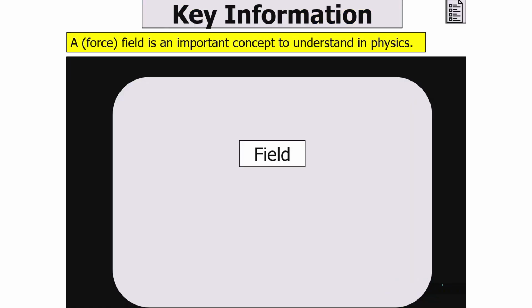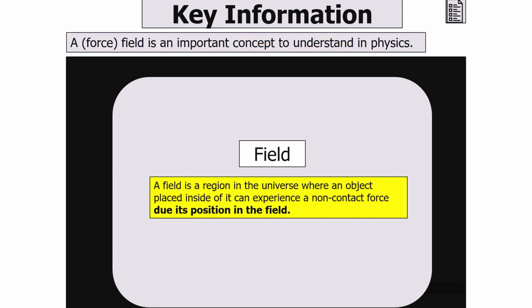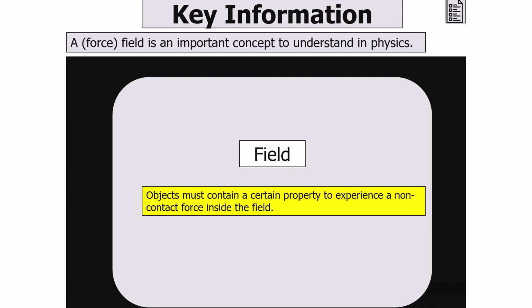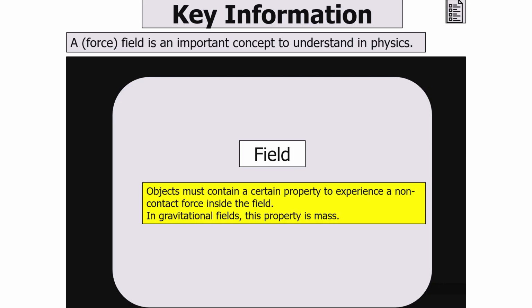Now, a force field is an important concept to understand in physics, as a field is a region in the universe where an object placed inside of it can experience a non-contact force due to its position in the field. Now, the properties of the field are given by the virtual particles of the force interaction, but on the macro scale we can say that objects must contain a certain property to experience a non-contact force when placed inside the field. Now, in gravitational fields, this property is mass.